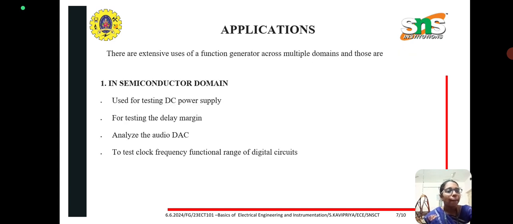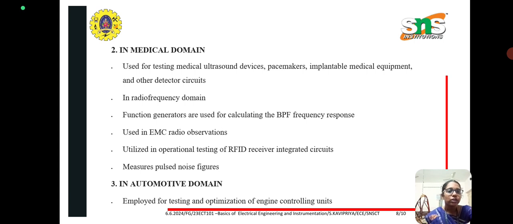And next is applications of a function generator. Function generators can be applied in various domains. First one is the semiconductor domain. In the semiconductor domain, the function generator is used for testing the DC power supply. It is also used for testing the delay margin, for analyzing the audio digital to analog converter, and for testing the clock frequency functional ranges of digital circuits. In the medical domain, it is used for testing medical ultrasound devices, pacemakers, implantable medical equipment and other detector circuits.